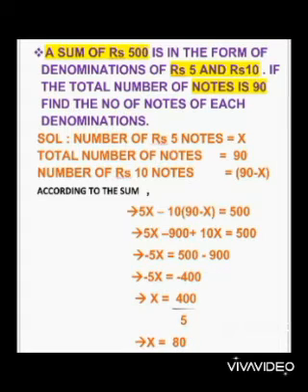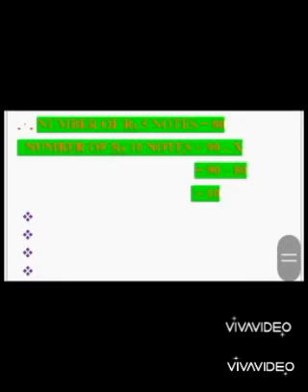Okay. Now how many 5 rupees notes are there? We have considered it as x, isn't it? So the number of 5 rupees notes is 80, and the number of 10 rupees notes is 90 minus x, which is equal to 90 minus 80, which therefore means the number of 10 rupees notes is 10. Okay. Now let us move to the next sum.